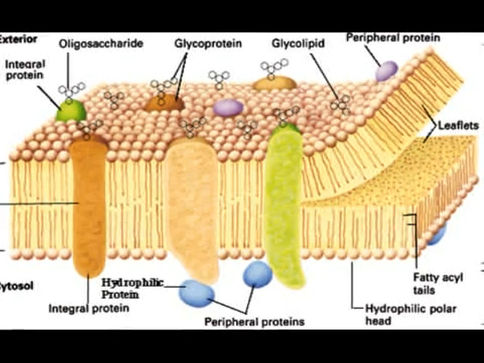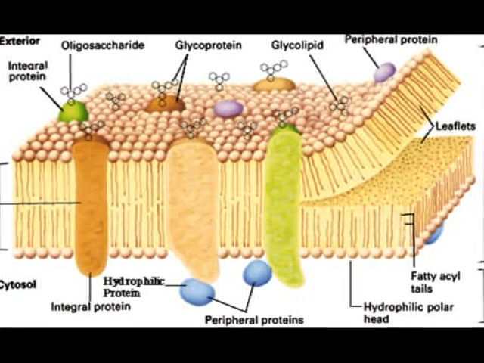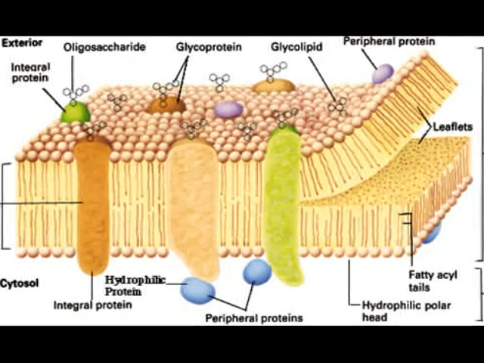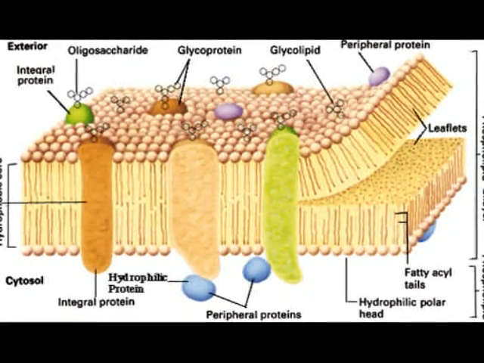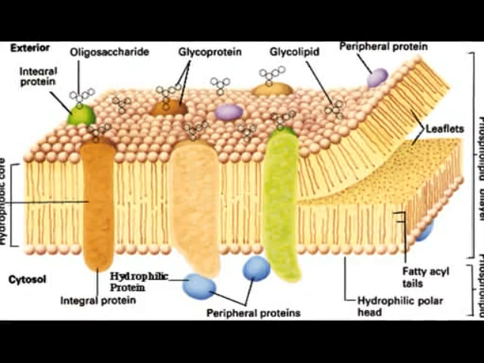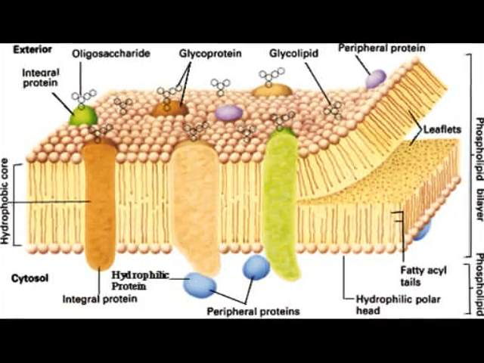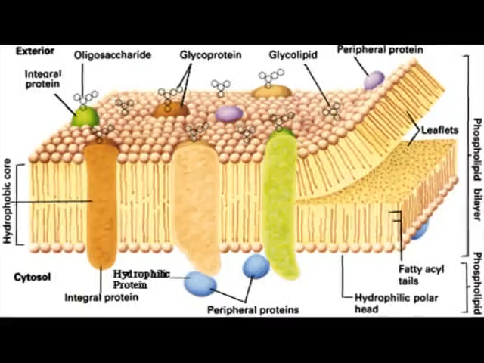The proteins are either peripheral or integral. Peripheral proteins are only on one side of the membrane, while integral proteins go through the membrane. The lipid molecules, which are mostly phospholipids, have a hydrophilic head and two hydrophobic tails.